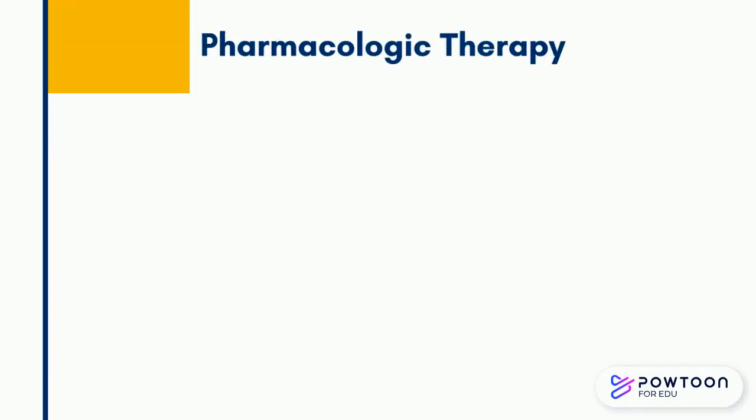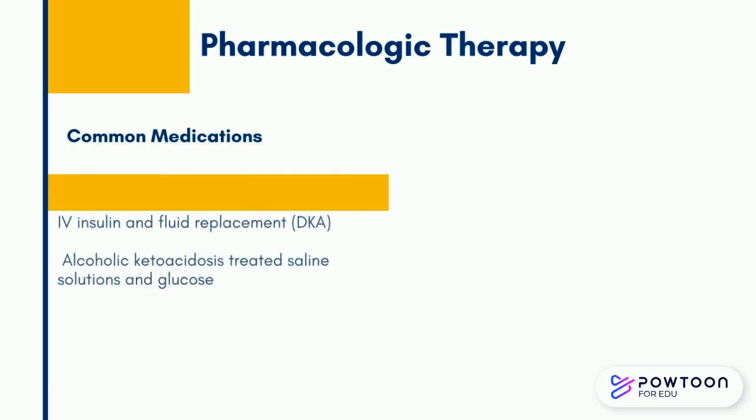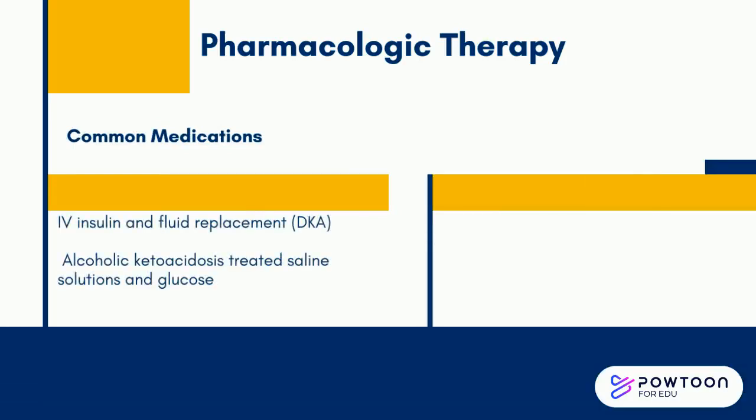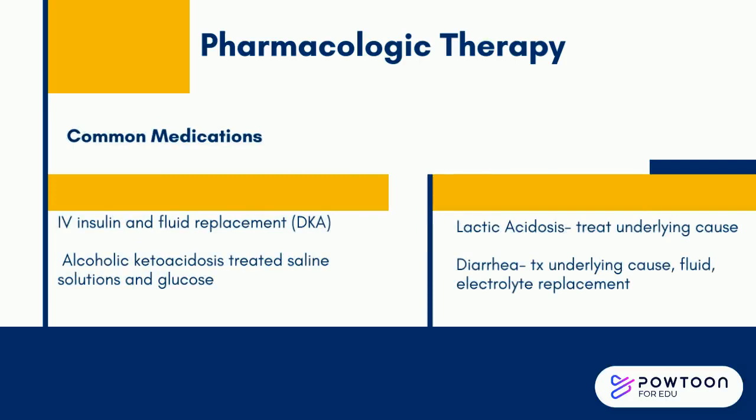With DKA, it's important to remember that they are in an extreme hypermetabolic state. So they need copious amounts of IV fluids, as well as insulin, so they can start breaking down that glucose. So, insulin and fluids. Bicarb if necessary.